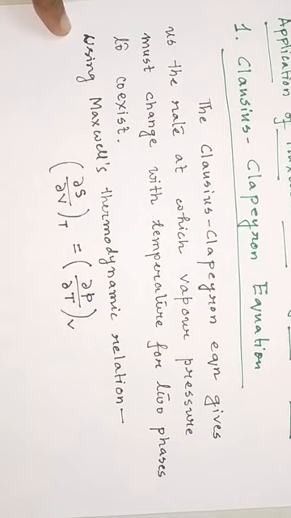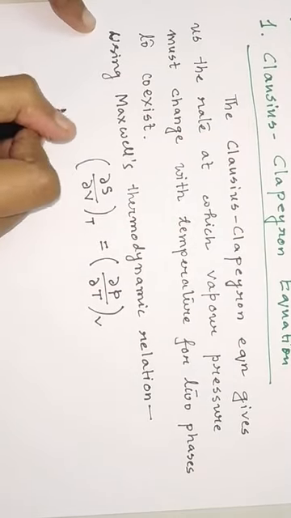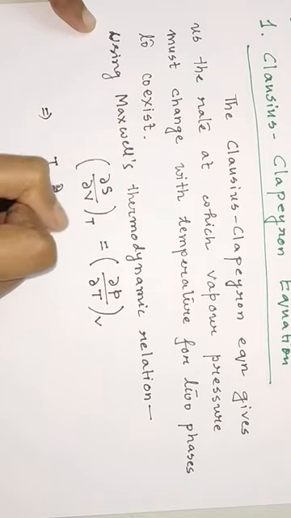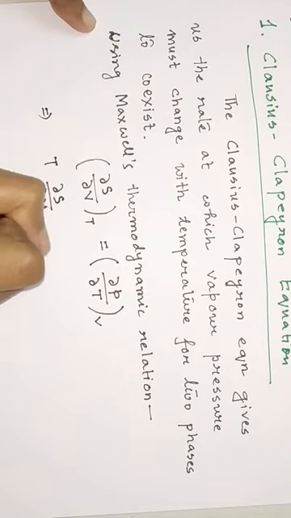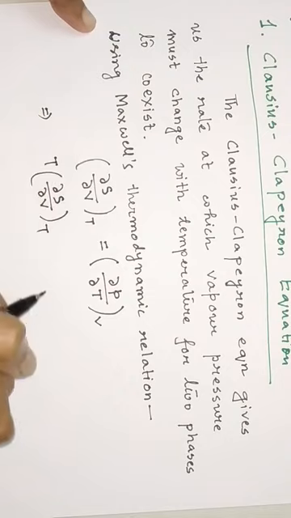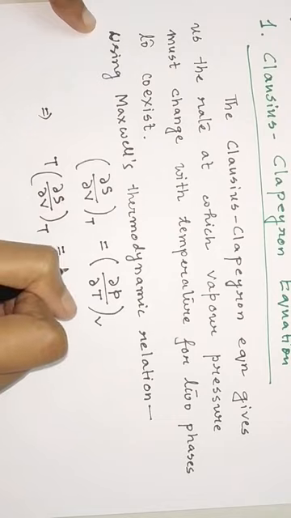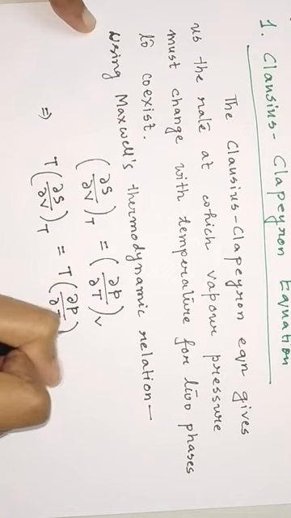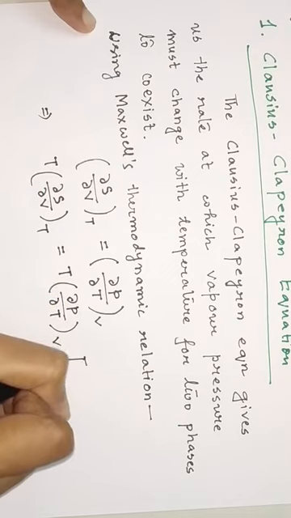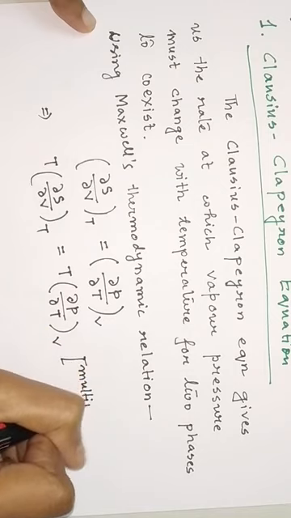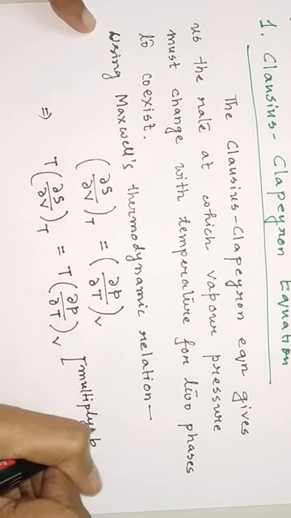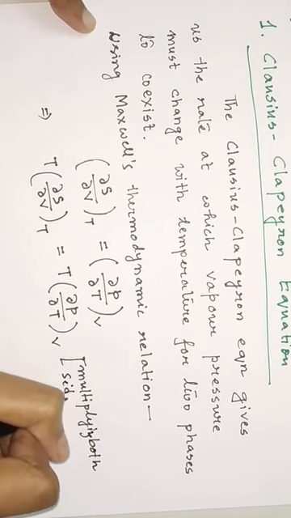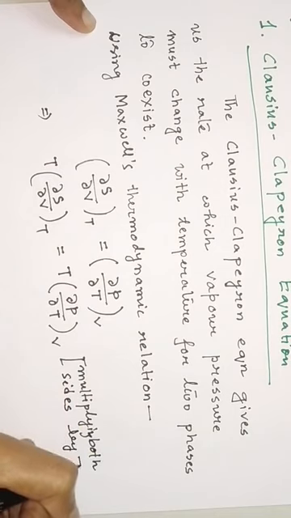Now if we multiply both the sides by T, we have T del S by del V at constant T is equal to T del P by del T at constant V. So it is multiplying both the sides by T.